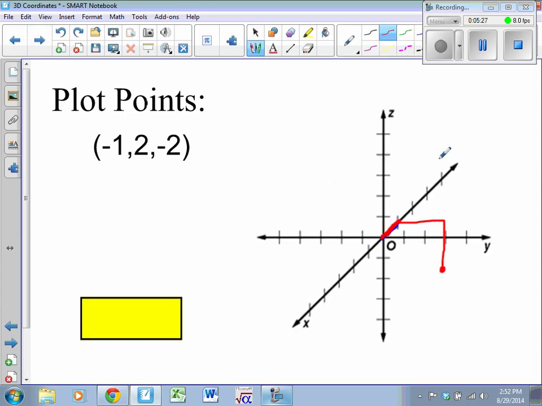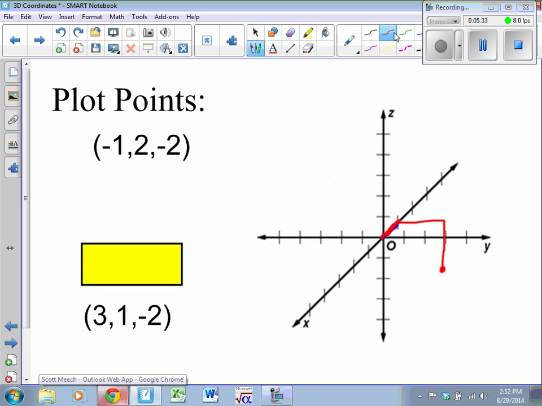So let's graph another one. I'll give you a second to try this one yourself. 3, 1, -2 on your notes. See if you can graph where that point would be. I'll give you a few seconds. If you don't get done, you can pause the video and then try to do it yourself. All right, we're going to come out 3 to there. We're going to go right 1, and then we're going to go down 2. And right there is my point, 3, 1, -2.